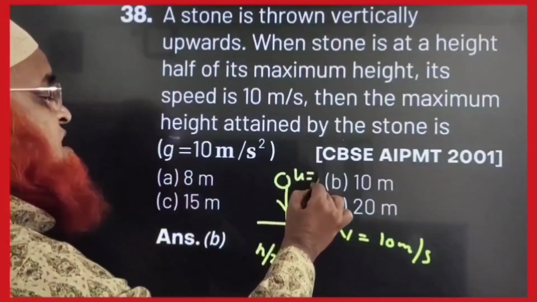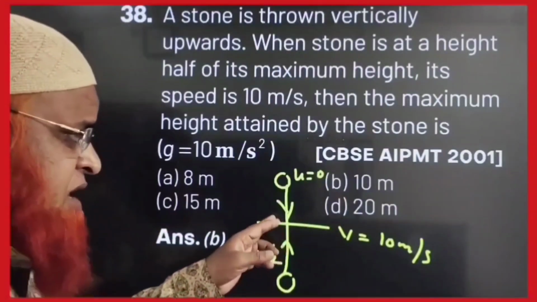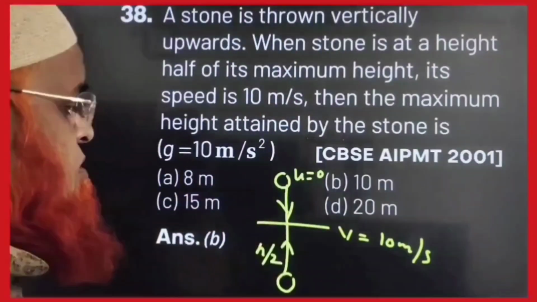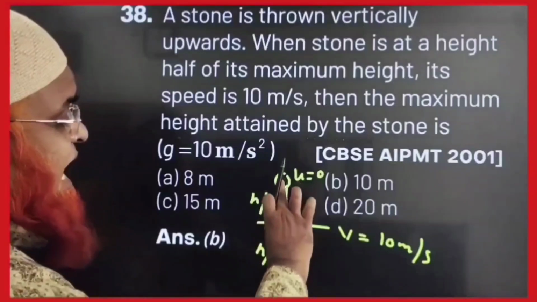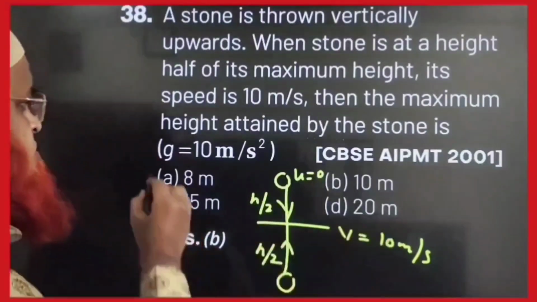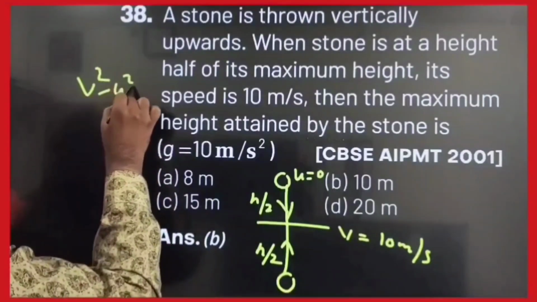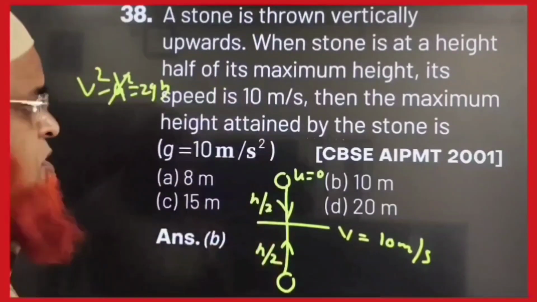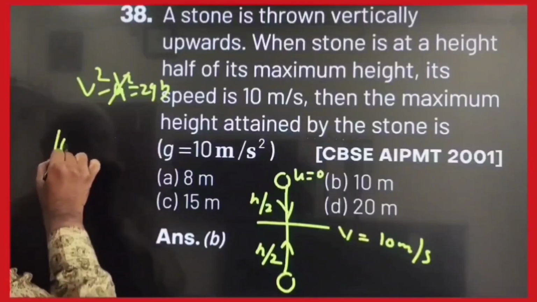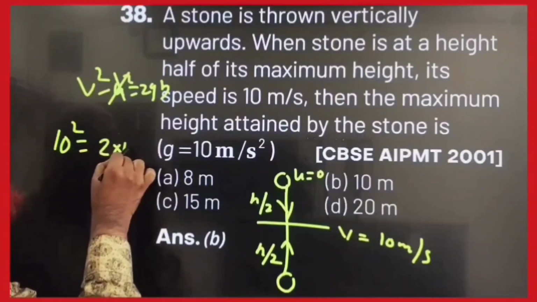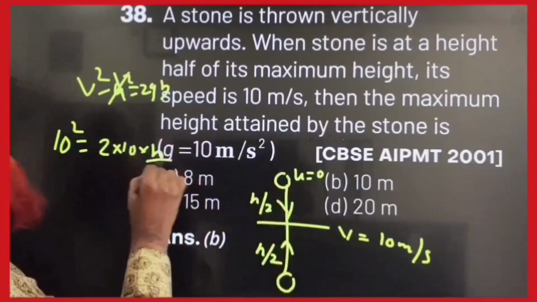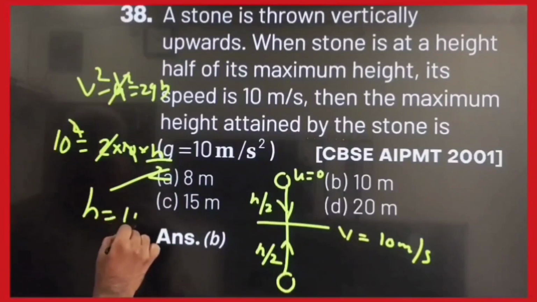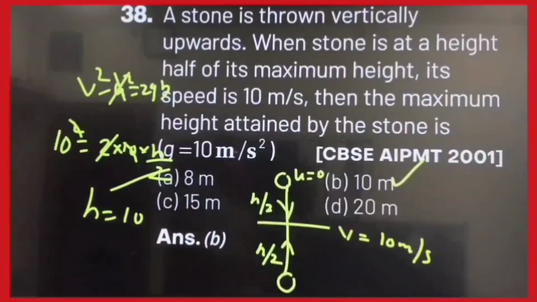In the downward direction, the initial velocity will be 0, and at this point, whether it is going up or down, the velocity will remain the same. So now it will become very easy. Half of the height I will take now. So simple it is. We will write v square minus u square is equal to 2gh. Now the initial velocity will become 0 when you take from top to bottom. So 10 square is equal to 2 into 10 into h by 2. The 2 gets cancelled and 10 square gets cancelled. h will become 10 meters. That's it. So simple.